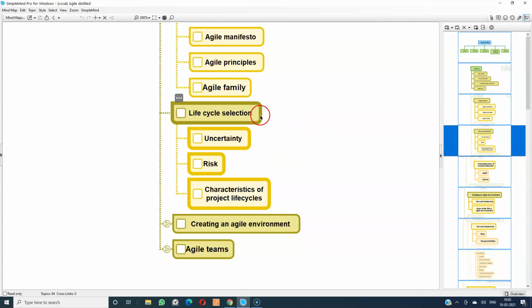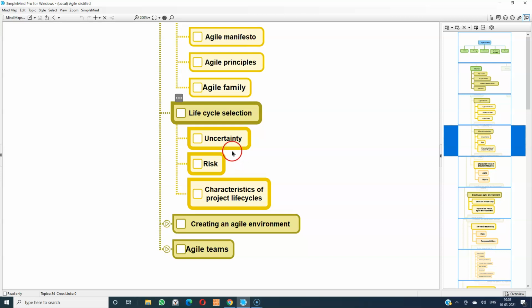Then life cycle selection, when to go for Agile and when not to go for Agile. If the uncertainty is very high and the risk is also very high, then that project is the right candidate for Agile. And if everything is crystal clear, if the scope is very clear and the risk is also very low, then there is absolutely no harm to go with predictive styles.